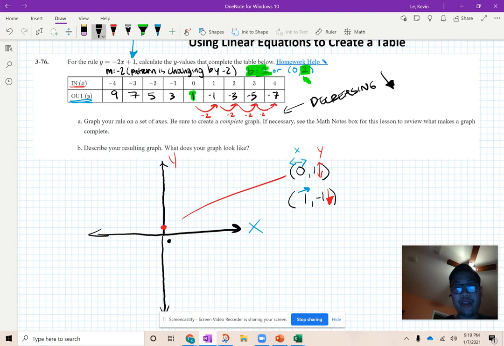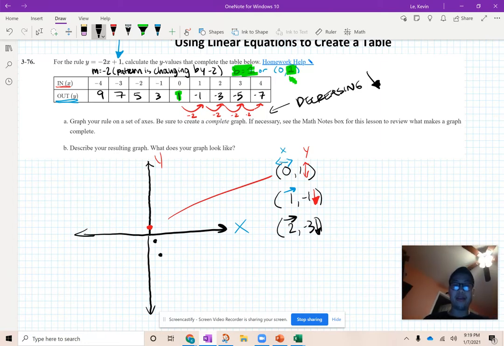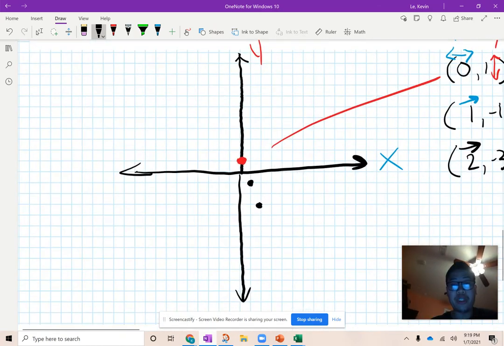Okay, now I repeat the same thing for the other points. So if I do 2, negative 3, that means 2 to the right, 3 units down. So uno, dos to the right, and then uno, dos, tres, three going down. And if you look at my graph already, you can kind of tell that I am already creating a beautiful line.